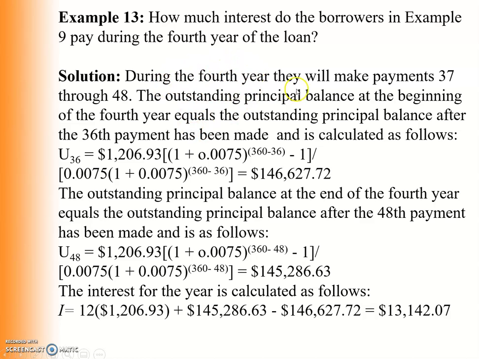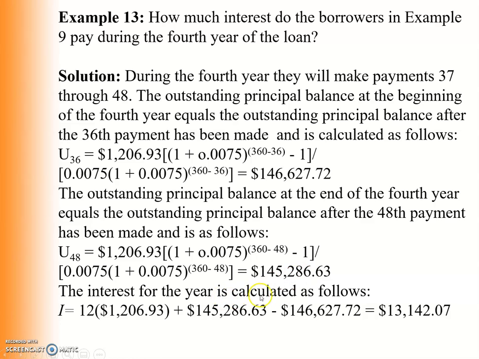During the fourth year, they will make payments 37 through 48. The outstanding principal balance at the beginning of the fourth year equals the outstanding principal balance after the 36th payment has been made, and is calculated as follows. Using the previous formula, we can calculate that it is $146,000. The outstanding balance at the end of the 48th month can likewise be calculated to be $145,000.